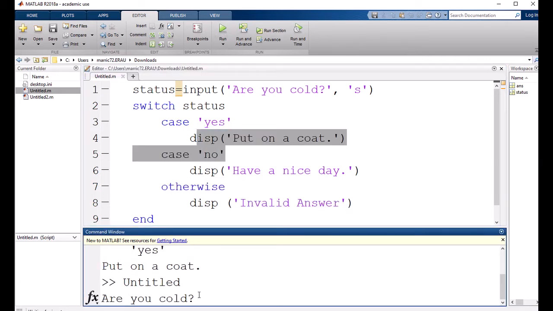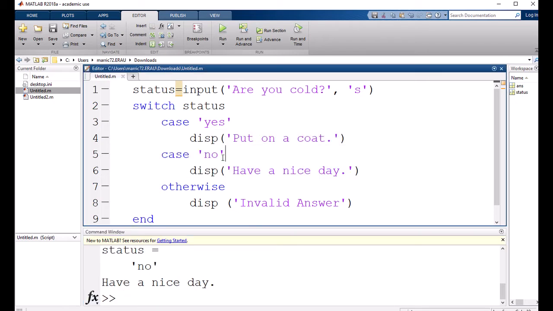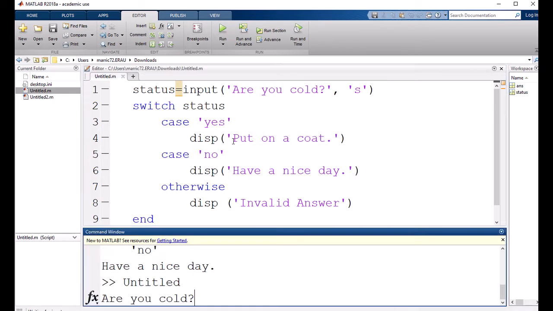I run it again, and this time I say no, I'm not cold. It says have a nice day because it matched the no case. And if I put something else like, am I cold? I'll say not really. And then invalid answer. It was looking for yes or no. What about if the user types in capital yes?